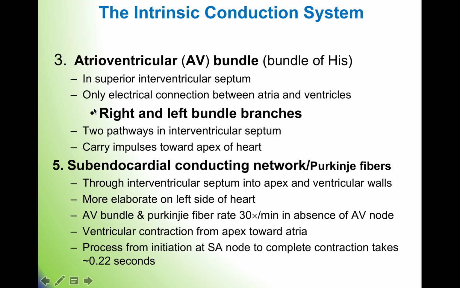So the atrioventricular bundle branches into right and left bundle branches, which basically makes sure that electrical impulses are spread through both the left ventricle and right ventricle. Now at the end, you see really tiny branches of these non-contractile cells, creating a branching pattern called the subendocardial conducting network, also known as Purkinje fibers.